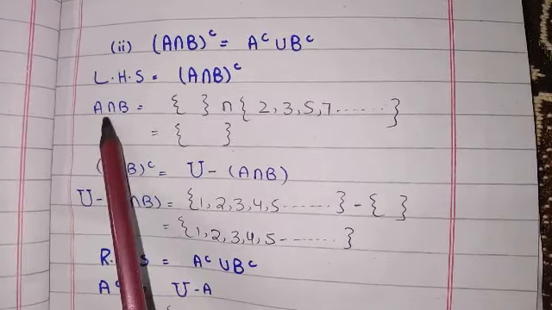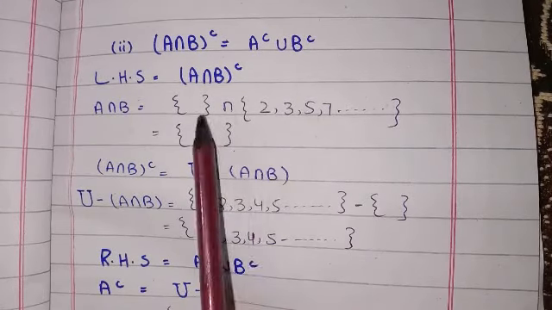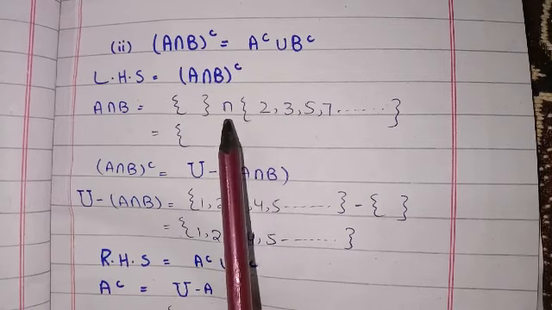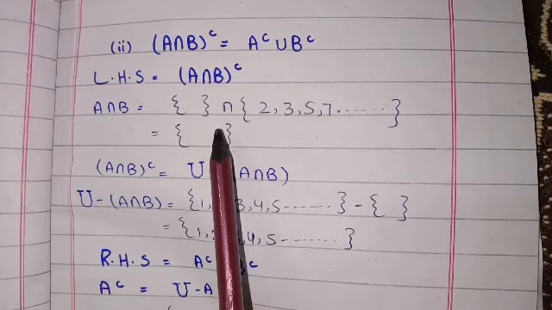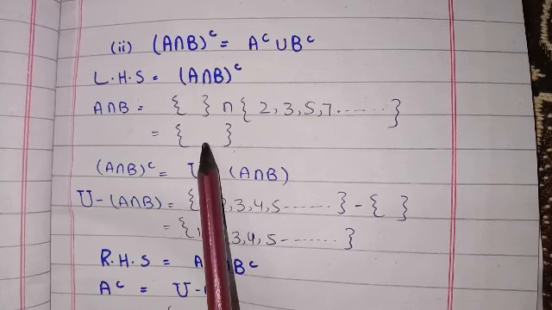Students, we will firstly find out A intersection B. Here is the A set, then intersection B set. We will find the intersection, which means to write the common elements in both sets. But as you can see, in both sets we have nothing common, so we will write the empty set.